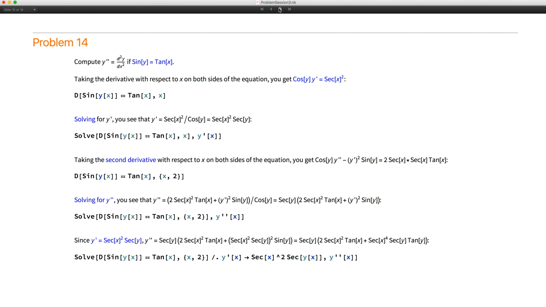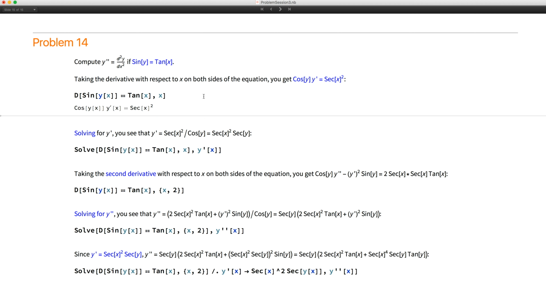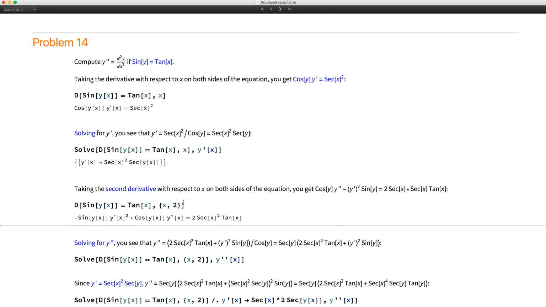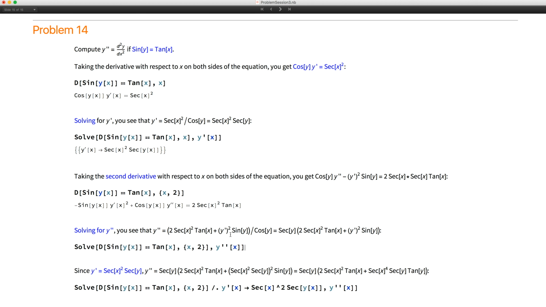And finally, you go on to number 14, which says find the second derivative of this implicit equation. So you got sine of y equal to tangent of x. Work out the derivative on both the sides. Check the answer with D. You solve for y prime. Take a second derivative starting from the equation over here. So you get the expression over there. Check the answer with D again. Solve for y double prime.